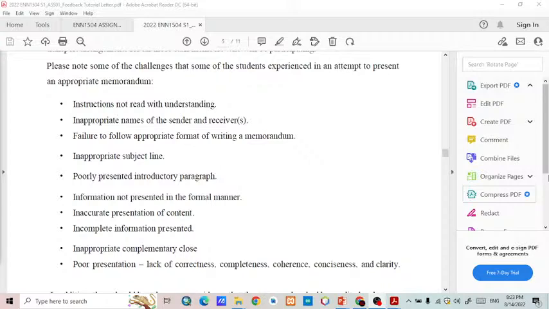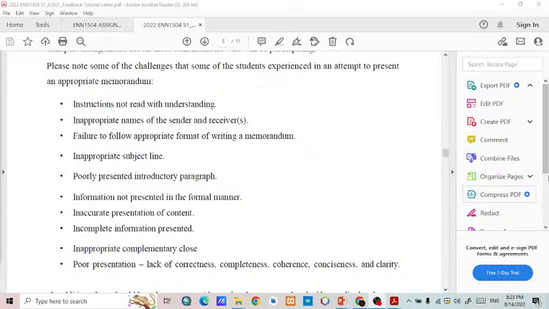Secondly, inappropriate names of the sender and receivers. I will discuss that through slides and examples. Another point is failure to follow the appropriate format of writing a memorandum. We're gonna cover that in the slides. Inappropriate subject line, we're gonna discuss that in the slides as well. Poorly presented introduction paragraph, we're gonna discuss that as well.